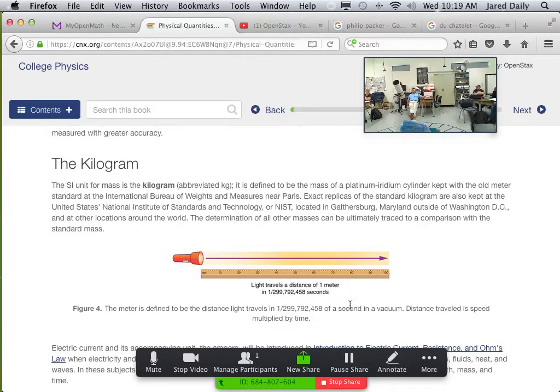But anyway, so that's what the kilogram measures: mass, not weight. It actually is a measure of how much stuff. Okay?